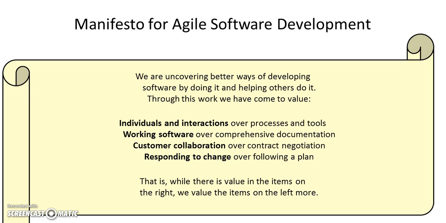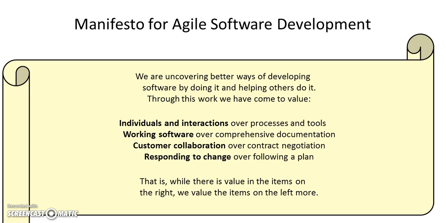And this is the manifesto. We are uncovering better ways of developing software by doing it and helping others do it. Through this work, we have come to value individuals and interactions over processes and tools, working software over comprehensive documentation, customer collaboration over contract negotiation, and responding to change over following a plan. That is, while there is value in the items on the right, we value the items on the left more.